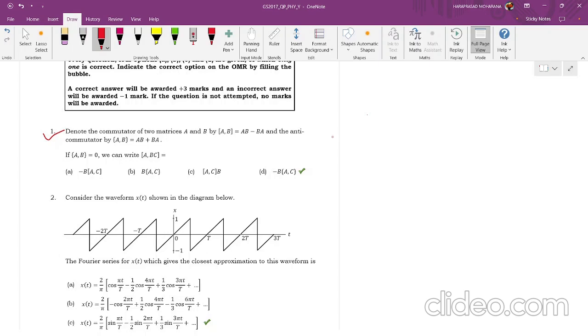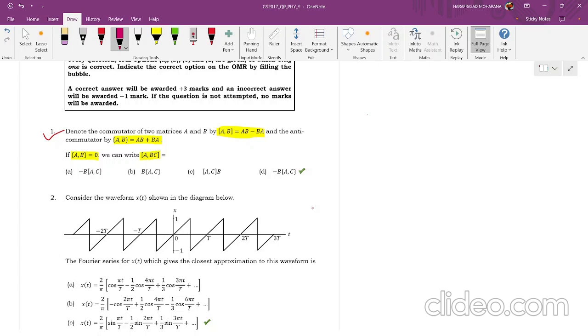So basically, this thing is given. Let me highlight this. The commutation of A, B is AB minus BA, and its anti-commutation is AB plus BA. The condition given is that if the anti-commutation of A and B is equal to 0, then how can we write the commutator of AB with C? We have to choose from the options. The correct answer is D. Forget about that. So how can we reach the solution?